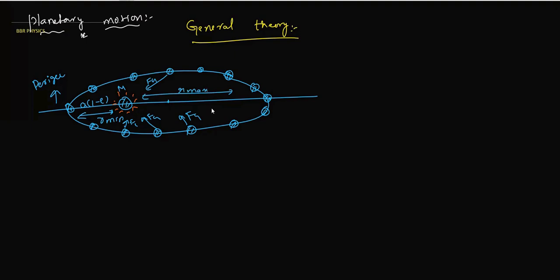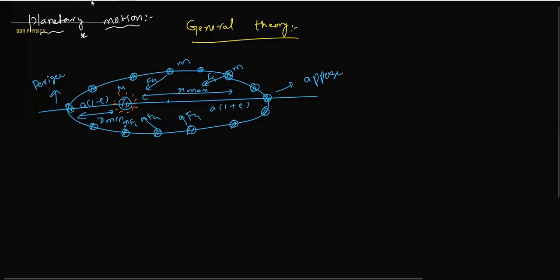That distance we get after calculation as a into 1 plus e. A is the semi-major axis, the distance from here to here, and e stands for eccentricity. We can write it here. This is the planet mass, which will get attracted in this direction everywhere. And this farthest distance is called apogee.